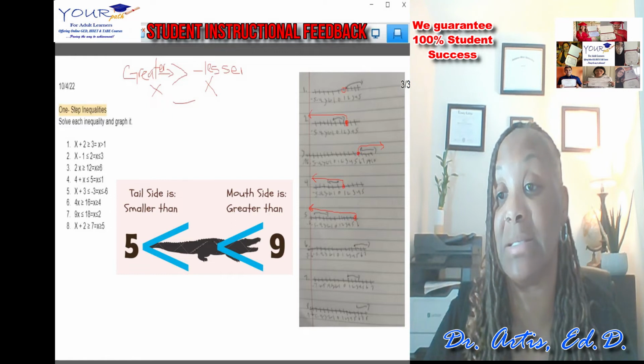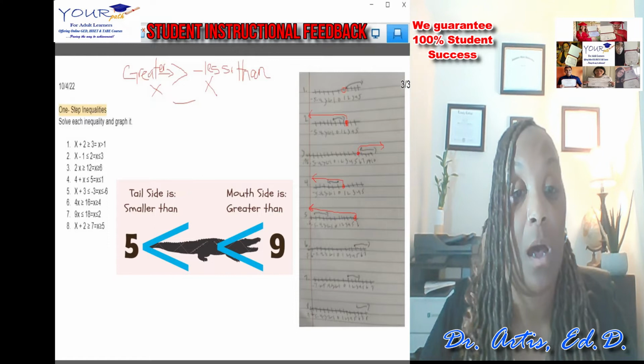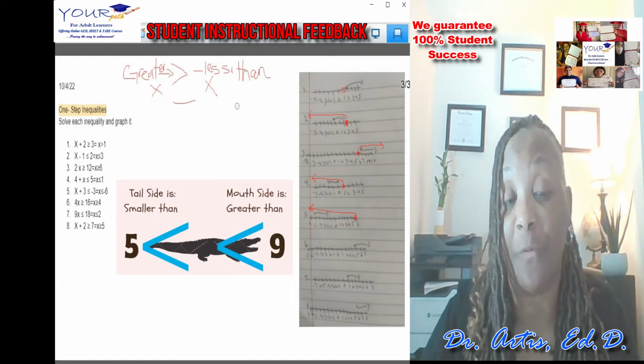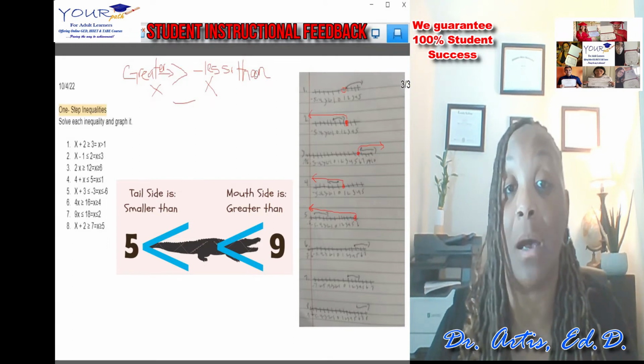Okay, so we can say less than, actually. And I hope that helps, okay? Now, we did have this discussion before, okay? So you want to make sure that you are familiar with your greater than or your less than symbol.